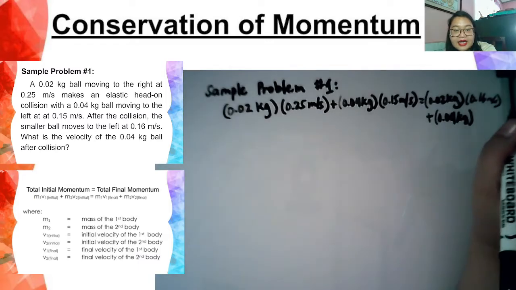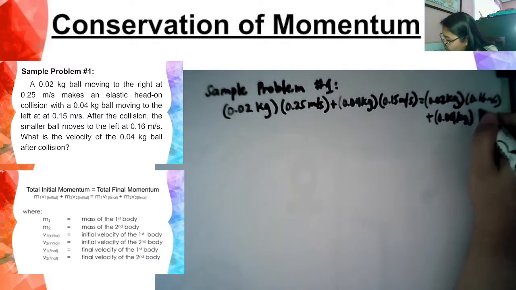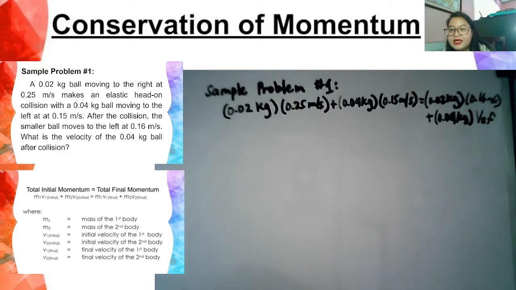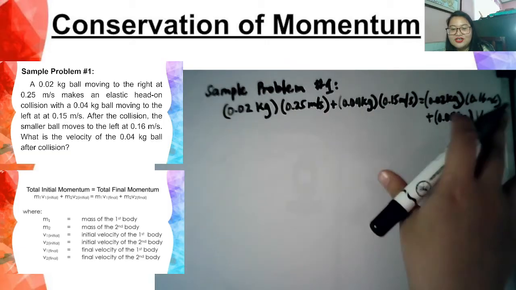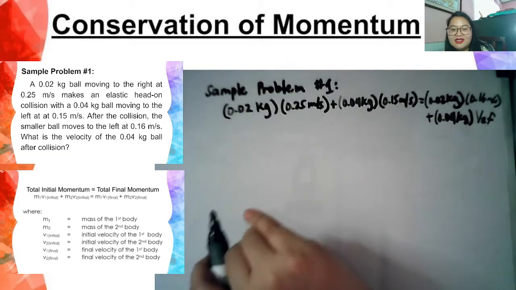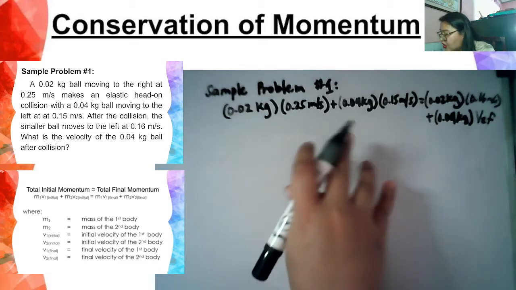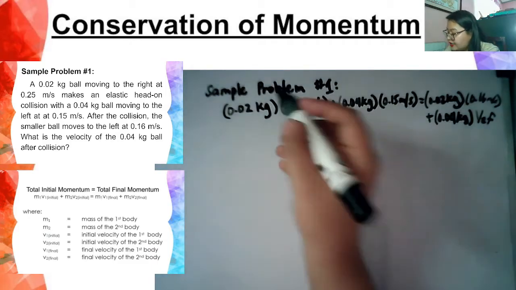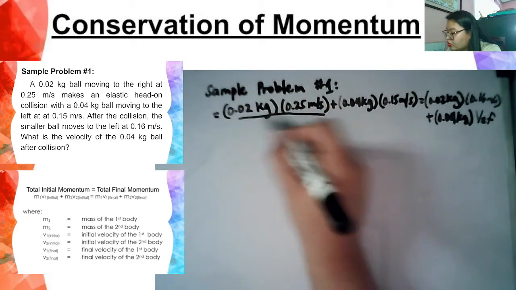And since what we're looking for is the final velocity of the second object, that's what will remain. We have here V2F. Pasensya na, medyo tagilid na siya kasi malapit na siya sa gilid ng ating board. So, isa-isahin po natin, part by part. Ito muna yung compute natin.